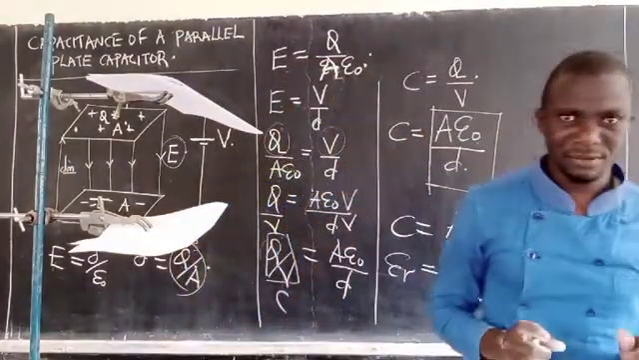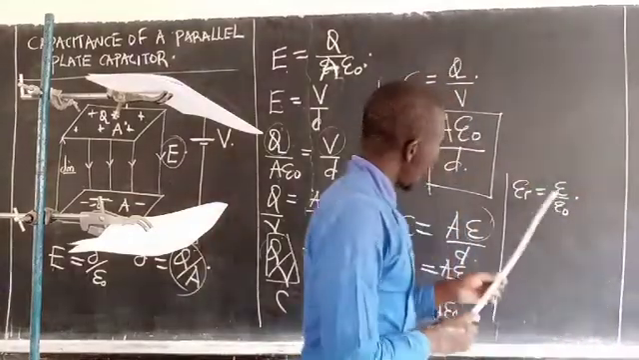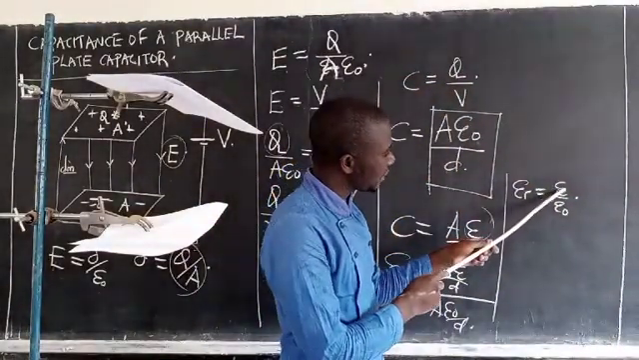And therefore, some people can also define relative permittivity as the permittivity of the medium.